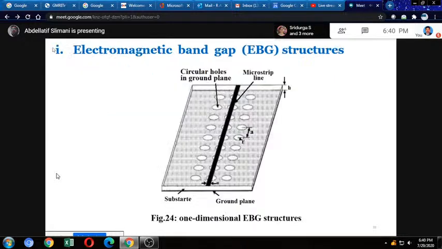For the first, electromagnetic band gap structures, we have three types of structures. The first is one-dimensional EBG structures, like holes in the ground plane of our array antennas. This technique we can use for horn antennas, for filters, or for couplers. So we can use it for microwave structures.